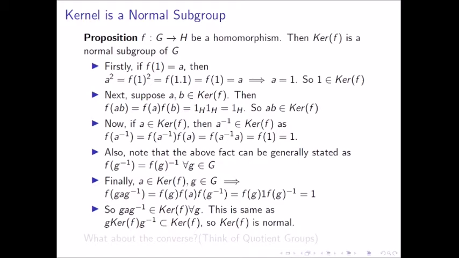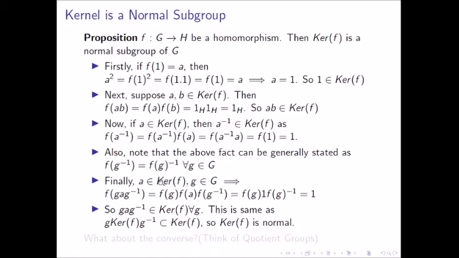Finally, if a belongs to Ker f and g belongs to G, f of g a g inverse, this element g a g inverse, is equal to f(g) times f(a) times f(g) inverse, correct? Which is equal to f(g) times 1 times f(g) inverse. Over here it was f of g inverse. This is the inverse of f(g). These two are different, but actually the same in a homomorphism. So this thing is equal to 1.